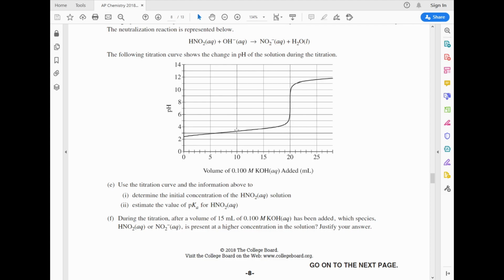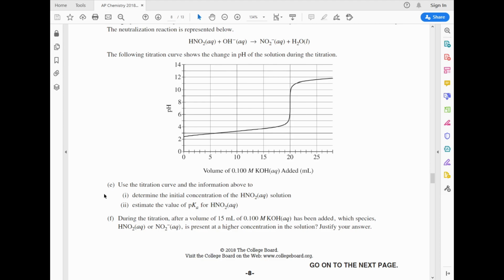If it did, you could say the value of the pH equals the pKa at the half equivalence point, which is at 10 milliliters. So therefore, the pH value at 10 milliliters is about 3.3, 3.4, which means the pKa is about 3.3, 3.4.